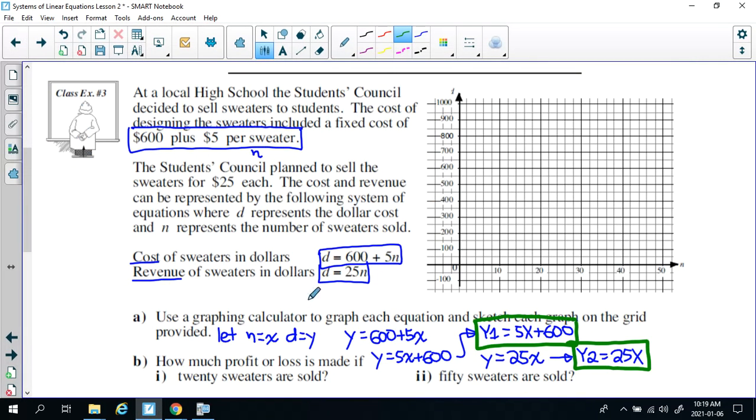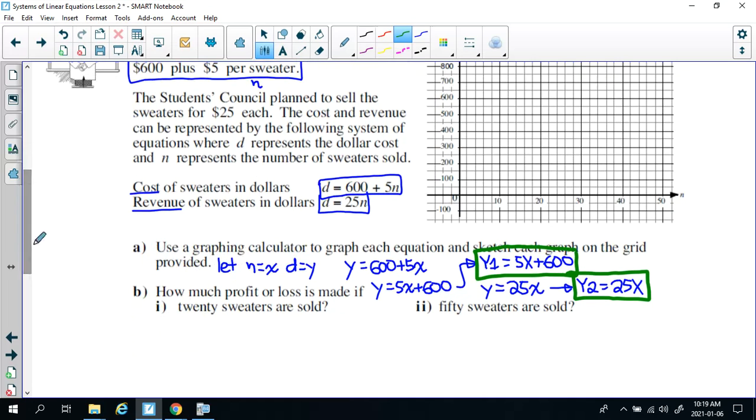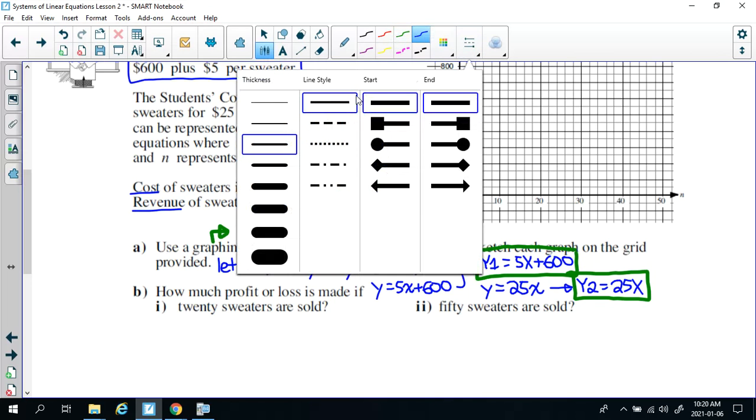Okay, so if we go back here, the window settings, if I just want to write them out, would be, let's go back to my blue pen.